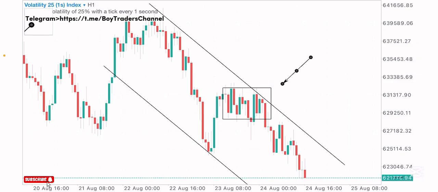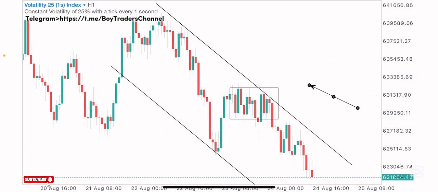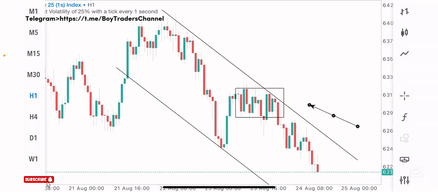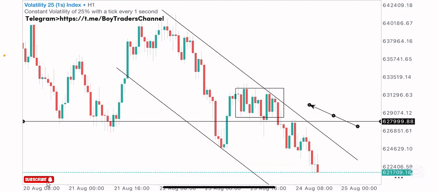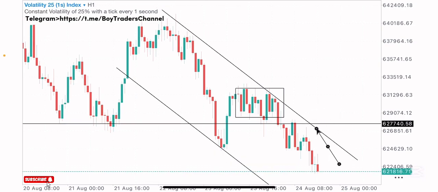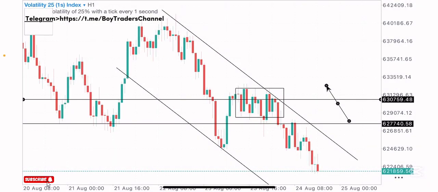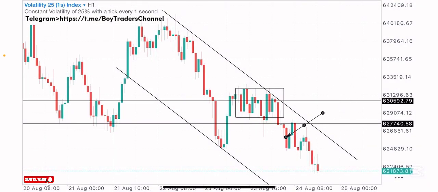So let's spot this consolidation's highs and lows. Imagine taking a sell trade on this candlestick close. Let's mark it out. Entry here, at the level of 627,740. Stop loss should be at this point above this candlestick. You can see how our price has dropped.